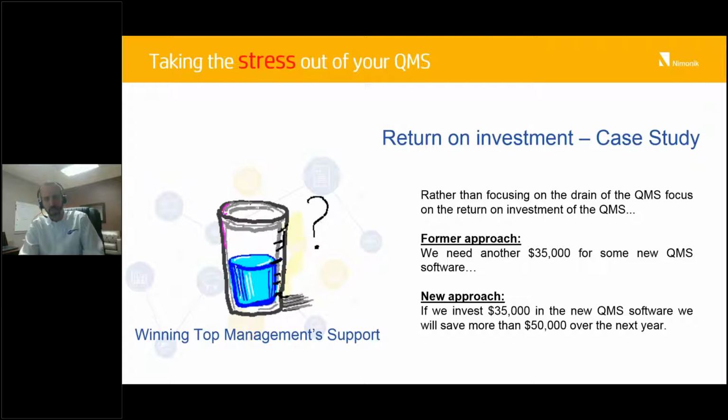So when we showed through data, when we showed through case studies, when we showed through scenarios that if we would invest this $35,000 in the QMS software, they'll actually save $50,000 over the next year. So in a sense, the software is going to be free. And when we were able to show top management that the software was going to be free, they wrote a purchase order for it within the next 3 weeks. And it ended up being about $37,000 that they saved the first year. And then every year after that, all of that savings was profit.